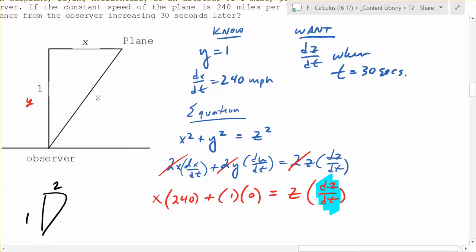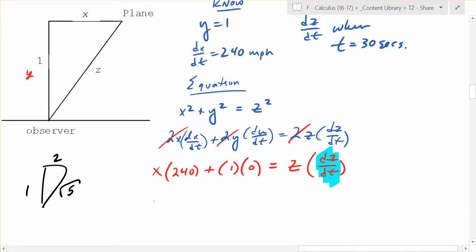So therefore, if 1, what's z going to be? The square root of what? 5. The square root of 5. 1 squared plus 2 squared. So what do you plug in here? So now you know that x is what? 2 times 240 equals what z? Root 5 times dz dt.